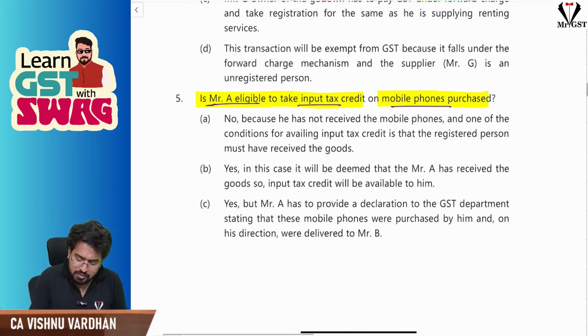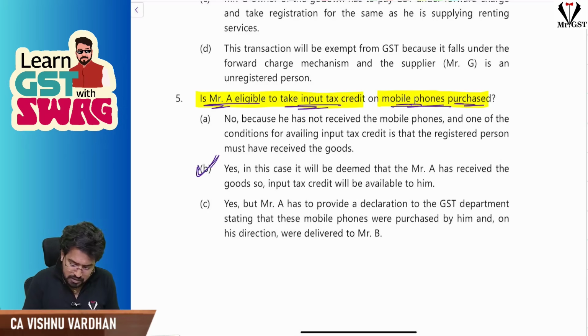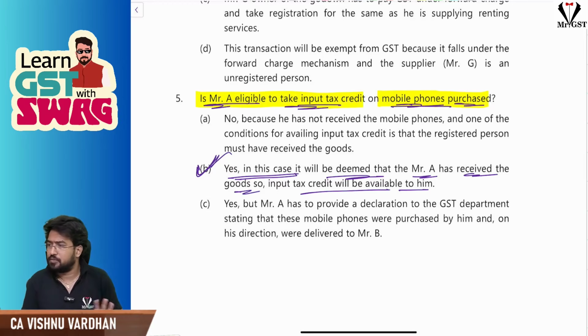Next. Is Mr. A eligible to take ITC on mobile phones purchased? See, mobile phones are purchased by Mr. A but delivered to Mr. B. Still, it is deemed to be received, correct, in the case of the bill to ship to model. If you remember section 16, subsection 2, clause B. According to that, you should have actually received the goods, but it is deemed to be received even if it is bill to ship to model. Yes, it will be deemed that A has received the goods, so input tax credit will be available to him. So not a problem.